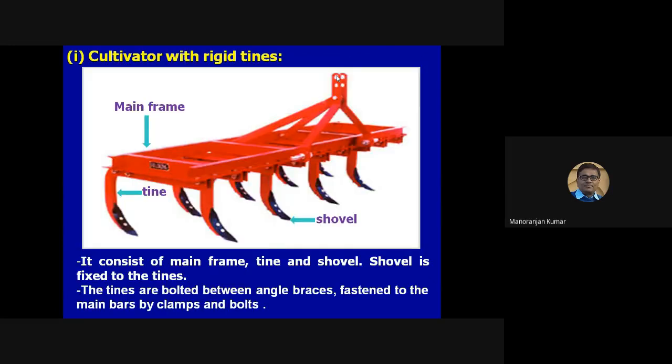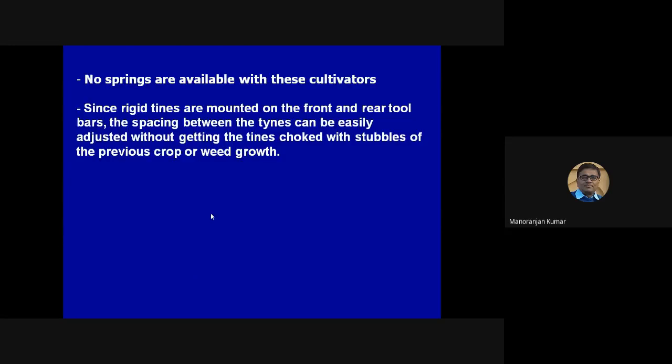Now the second type is the cultivator with rigid tines. Here no springs are provided. These are the parts of this cultivator. This is the main frame. These are the tines, and at the bottom of the tines there will be a shovel. So it consists of the main frame, tine, and shovel. The shovel is fixed to the tines. The tines are bolted between the angle brasses, fastened to the main bars by clamps and bolts. In this case, no springs are available with this cultivator.